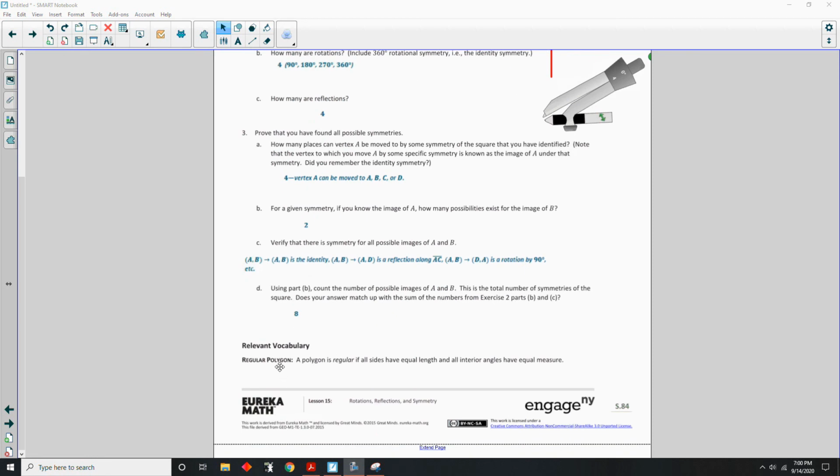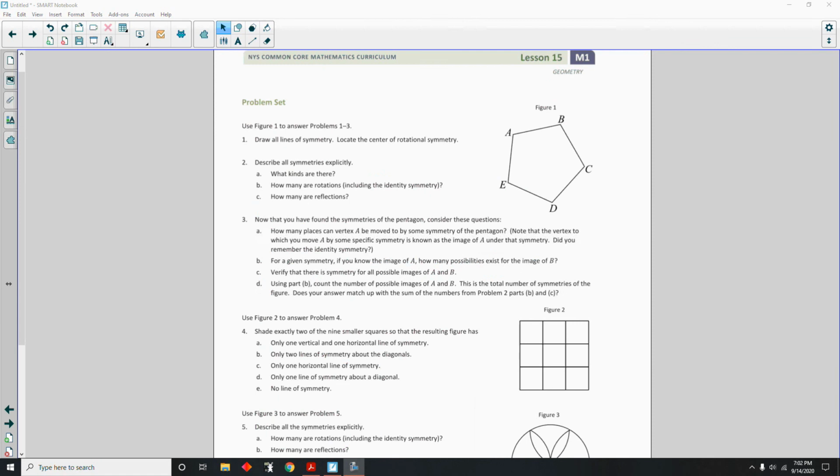Relevant vocabulary is the regular polygon. A polygon is regular if all sides have equal length and all interior angles have equal measure. Okay, page 5 brings us to the end of lesson 15. Go to your problem set.